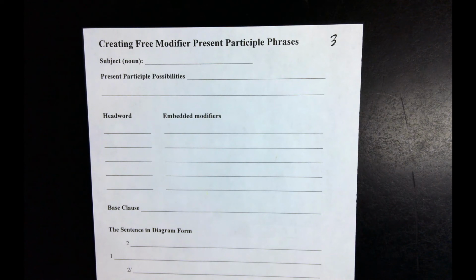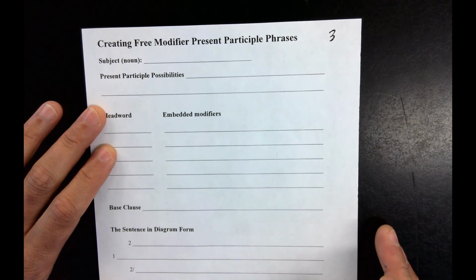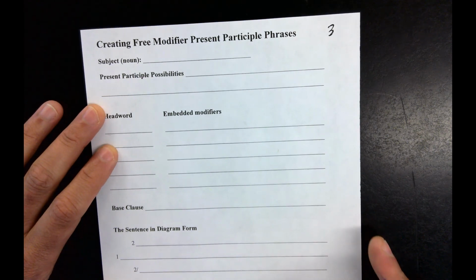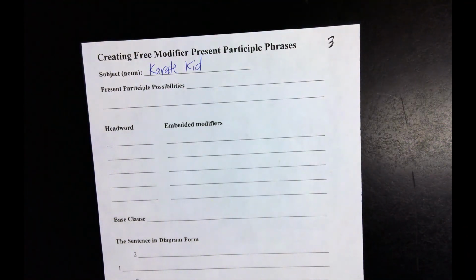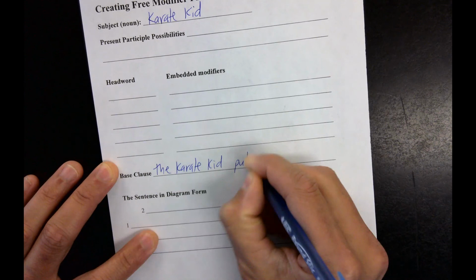Not everyone's going to be able to see it. This is the one part that may not go very well for those who are online. It's not about the Karate Kid, but the subject of your sentence is going to be the Karate Kid. Here's the free base clause: put on an epic performance.